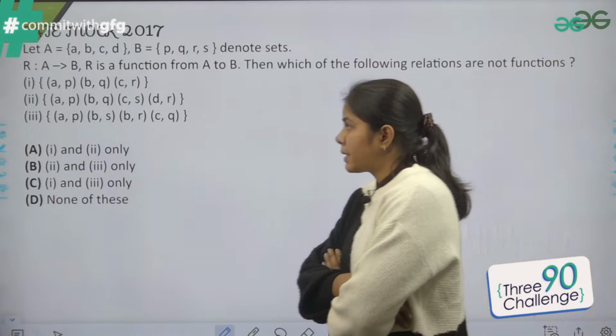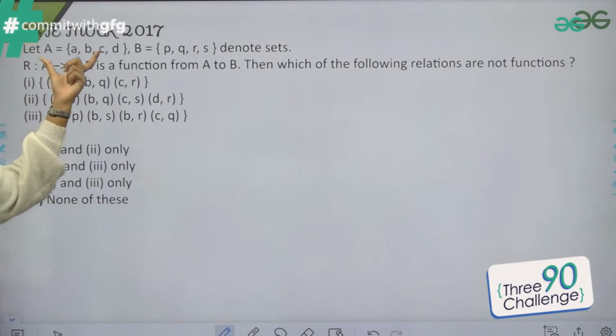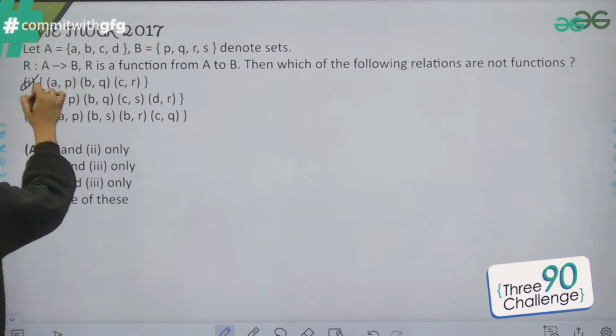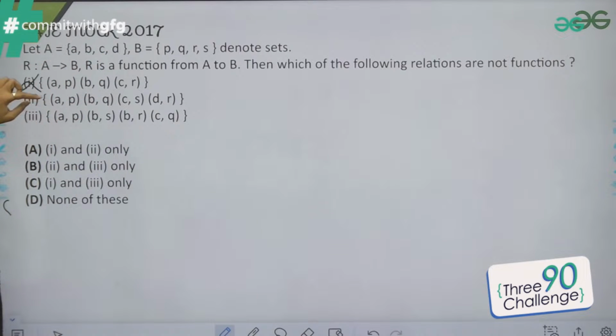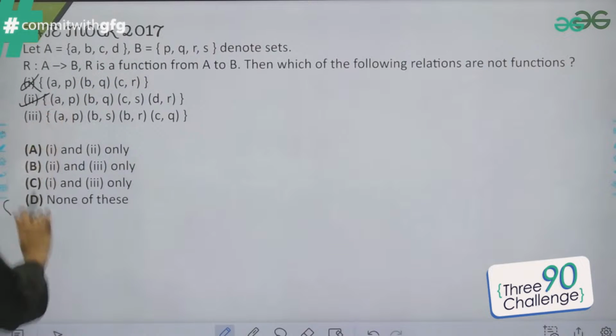Okay, so let's see. You can see that in A, B, C, here domain is A. It is not completely used up, so option first is not true. And if I talk about B, A maps to P, P maps to Q, C maps to S, D maps to R. So this is a function.